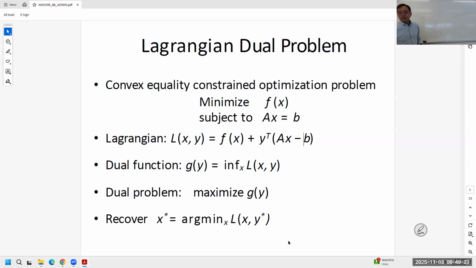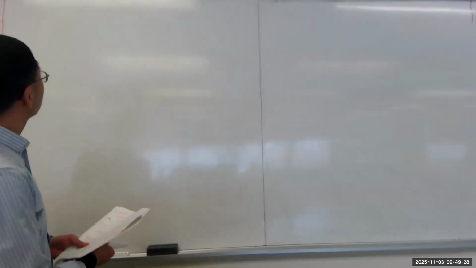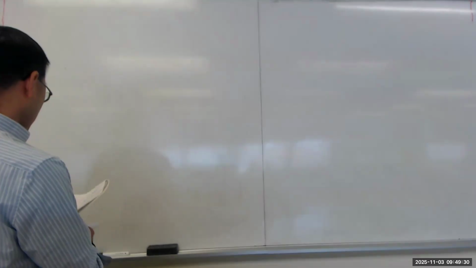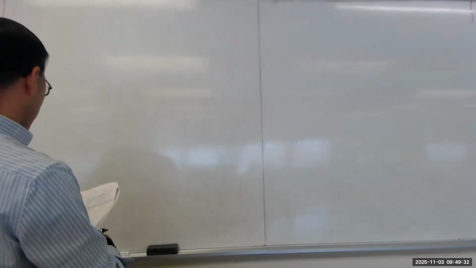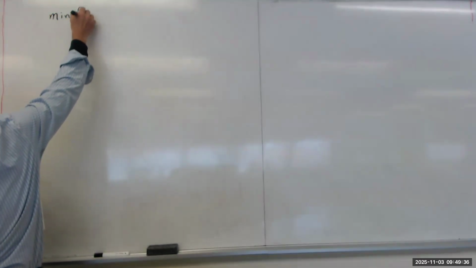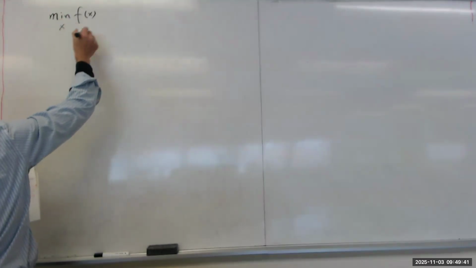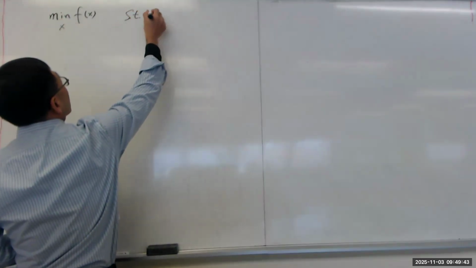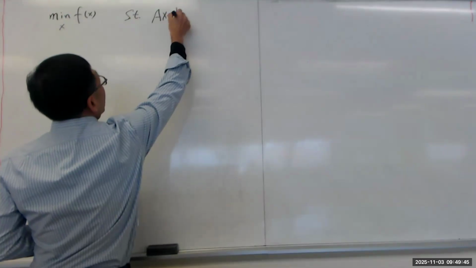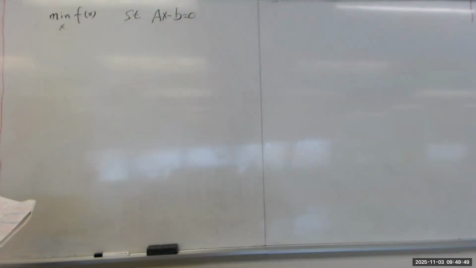Now, let's go back to the blackboard. So our original problem: we want to minimize f(x) with respect to x, subject to the constraint Ax minus b equal to 0. This is an equality constraint.